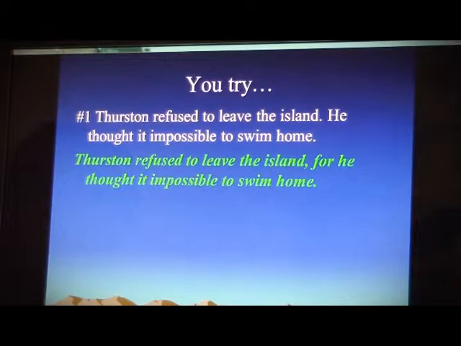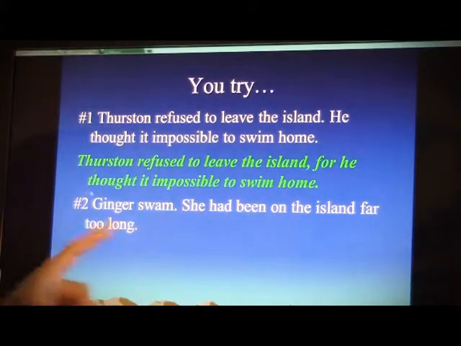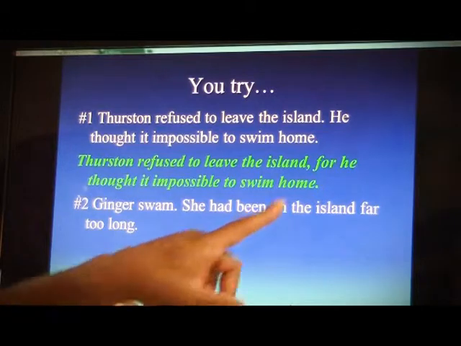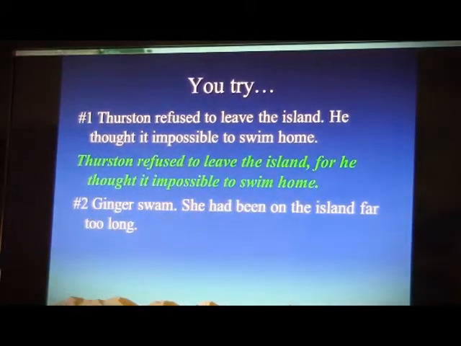Years. That's what Thurston thought. Here's another one. Ginger swam. Why is that? Ginger had been on an island for far too long. Ginger didn't care how long it took to swim home. We've got to use for, we've got to use a comma. So let's put these two sentences together.